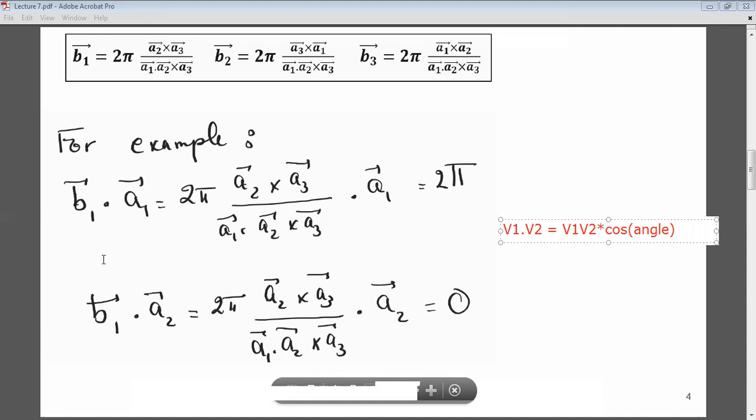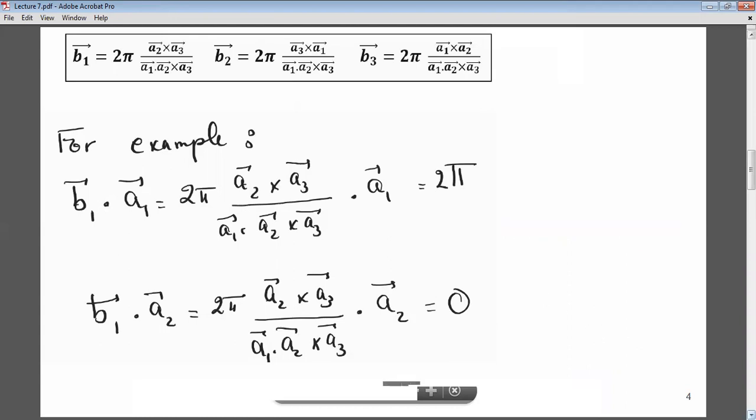So indeed, Bi dot Aj is equal to 2π δij, where if i equals j, I get 2π, and if i is different than j, I get 0.